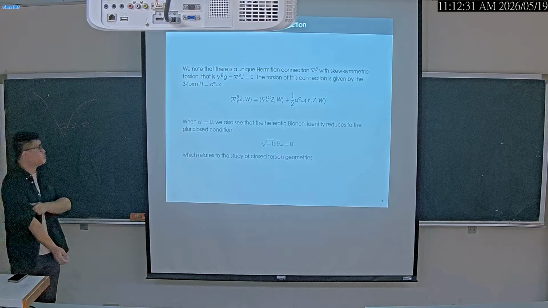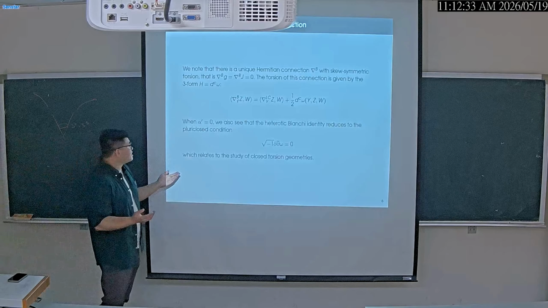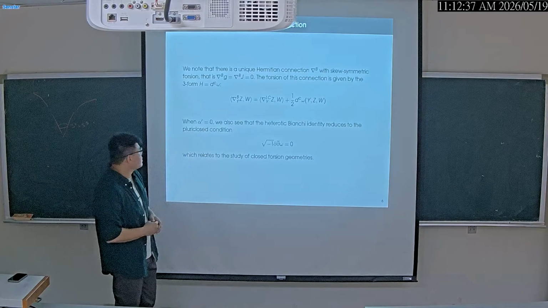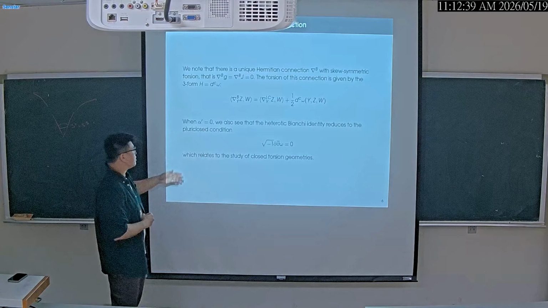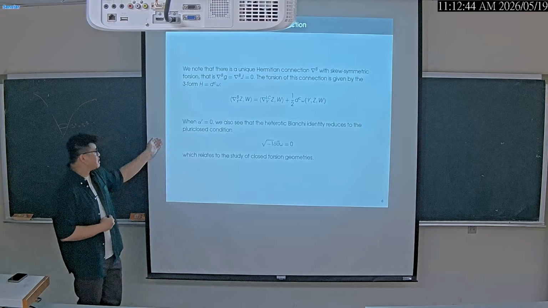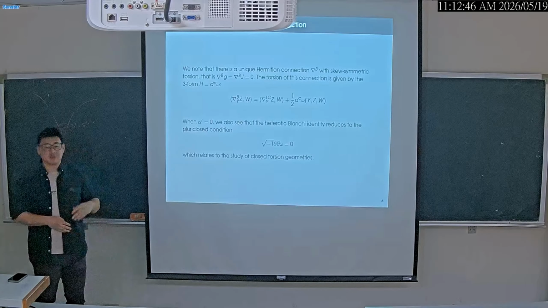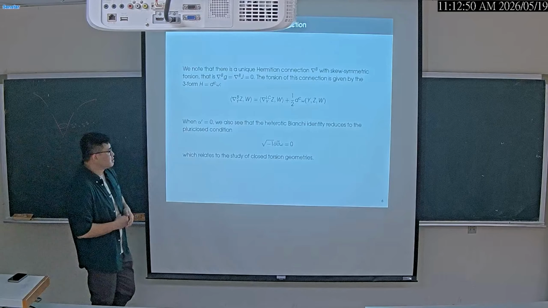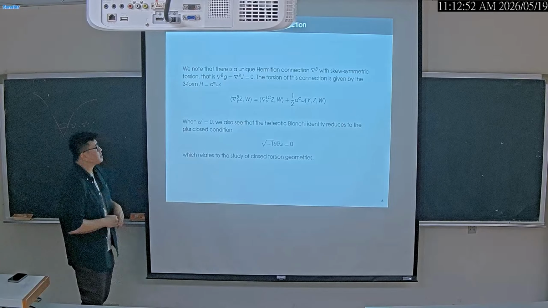And then just briefly, in the very simplified case, we have this heterotic Bianchi identity that has the traces of the curvatures. You can set this parameter to be 0, and that is a very simplified version of the system, and that just ends up being this pluriclose condition. So this is something that people also study, and the pluriclose condition is related to the study of closed torsion geometries, right?